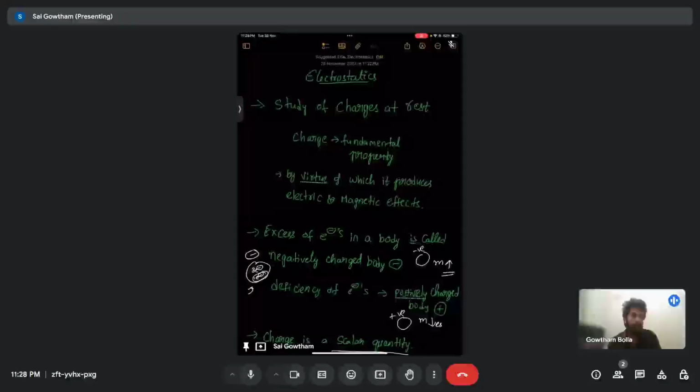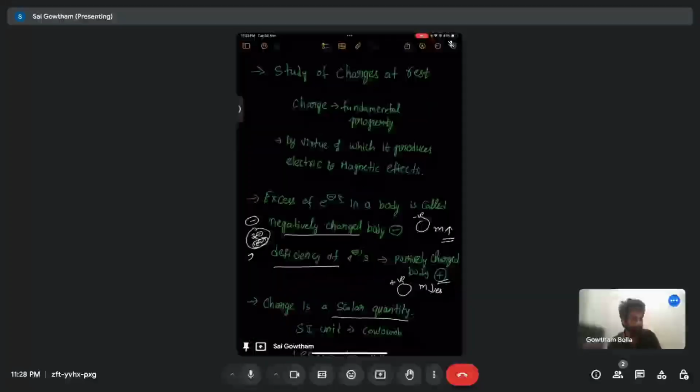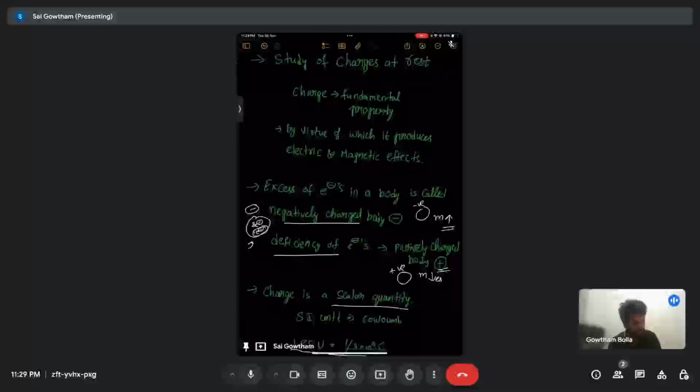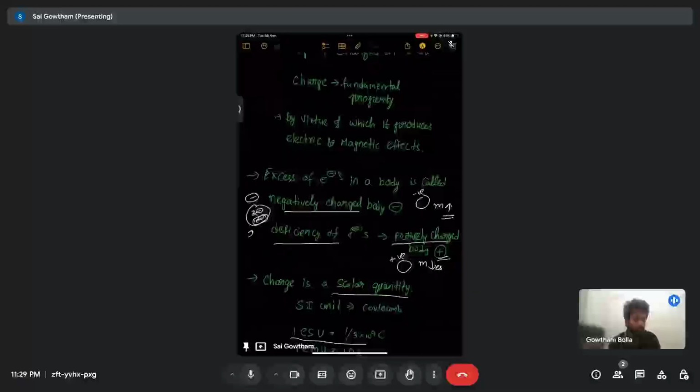As in a negatively charged body there are additional electrons, the overall mass of the negatively charged body will be increasing. Similarly, in a positively charged body, the number of electrons is less, so the overall mass will be decreasing. A charge is a scalar quantity.